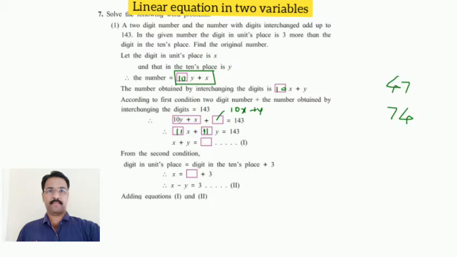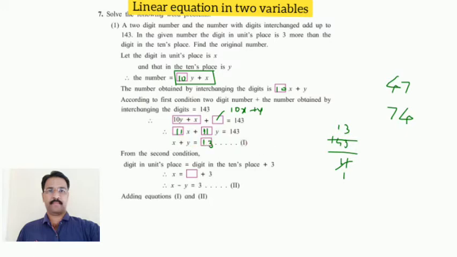So divide both sides by 11. What is 143 divided by 11? 11 ones are 11, then 3 remains, 33, 11 threes are 33. So how much will come here? 13. Carefully, friends, this is our first equation: x plus y equals 13.